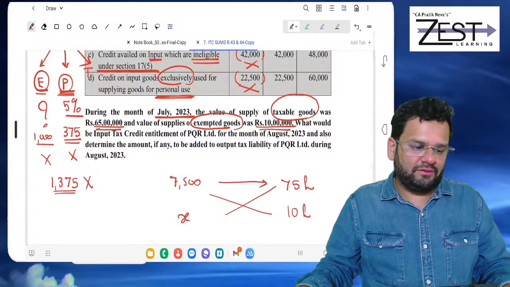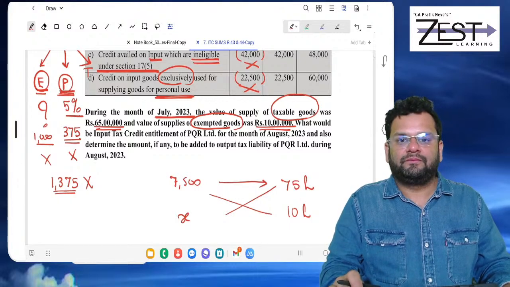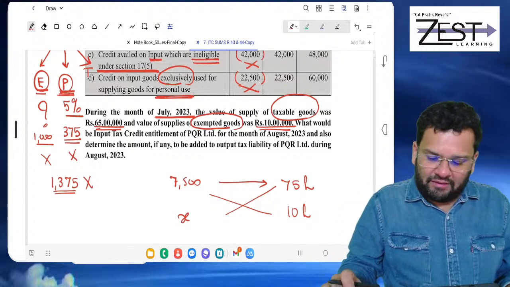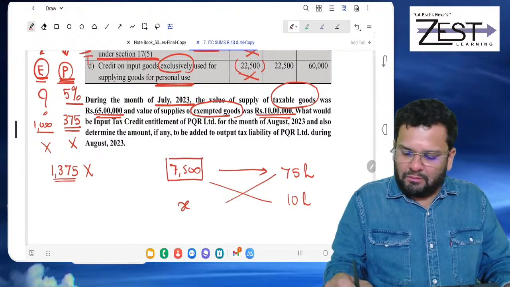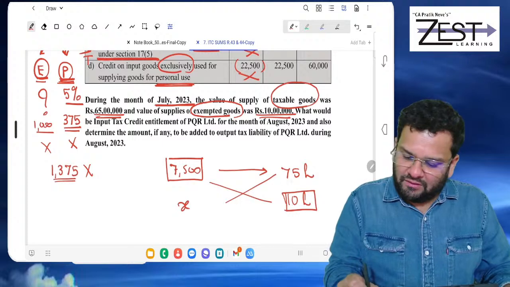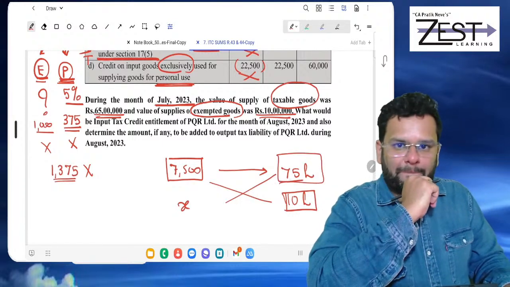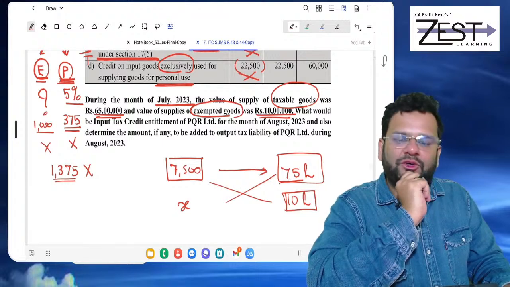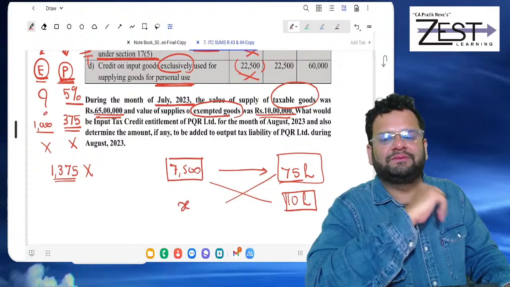Just confirm to me, both of you, have you got it? In short, what we have done: common credit multiplied by turnover of exempted supply divided by total turnover. Mahalakshmi, did you get it? I cannot see you replying.